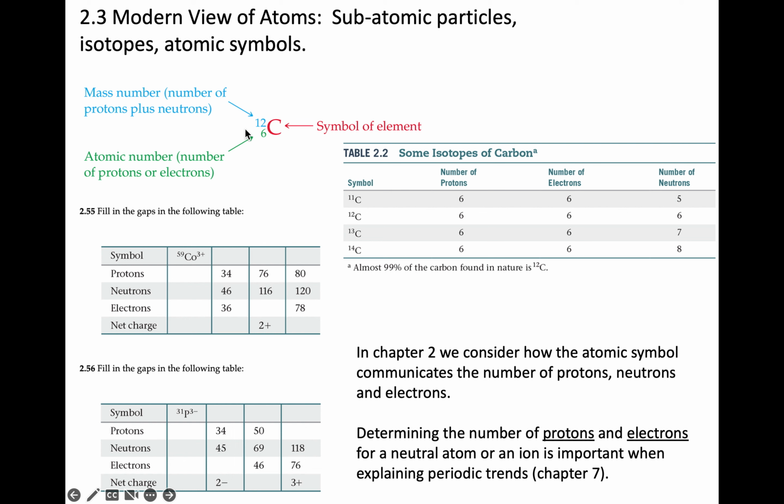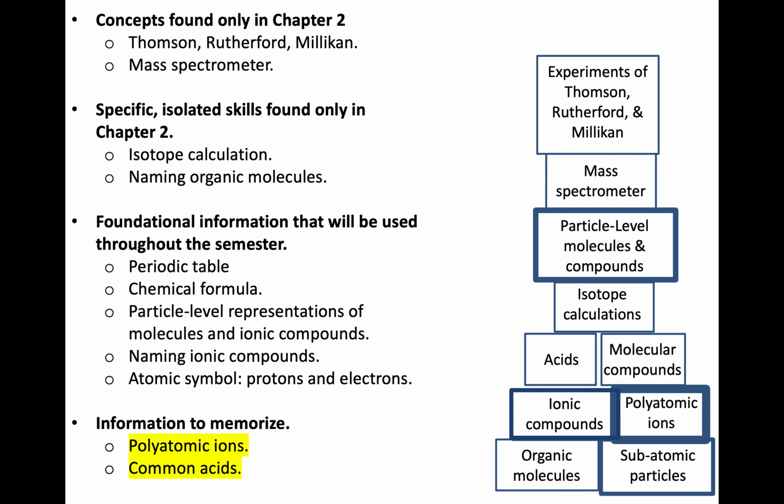We don't use symbols like this very much through the rest of the semester, but we absolutely need the skill of being able to determine the number of protons and electrons present for a neutral atom or an ion. That becomes very important when we move on to Chapter 7 and we're explaining periodic trends using effective nuclear charge. And then finally, information that's important to memorize would be polyatomic ions and common acids.